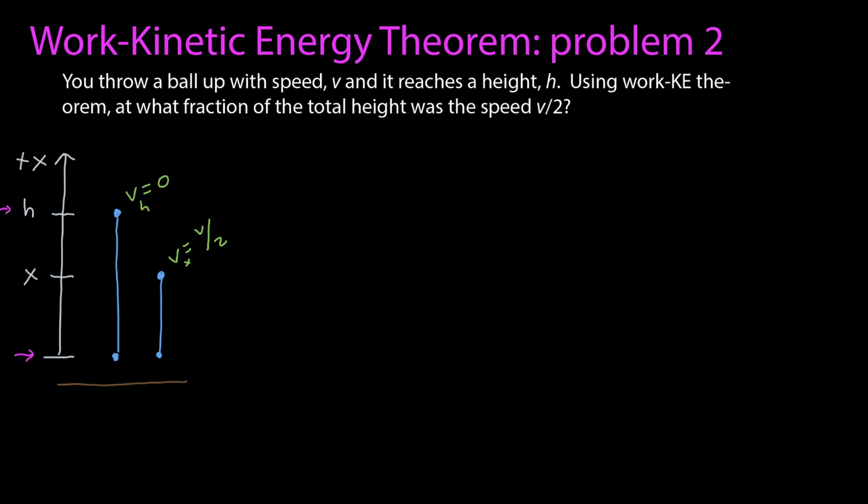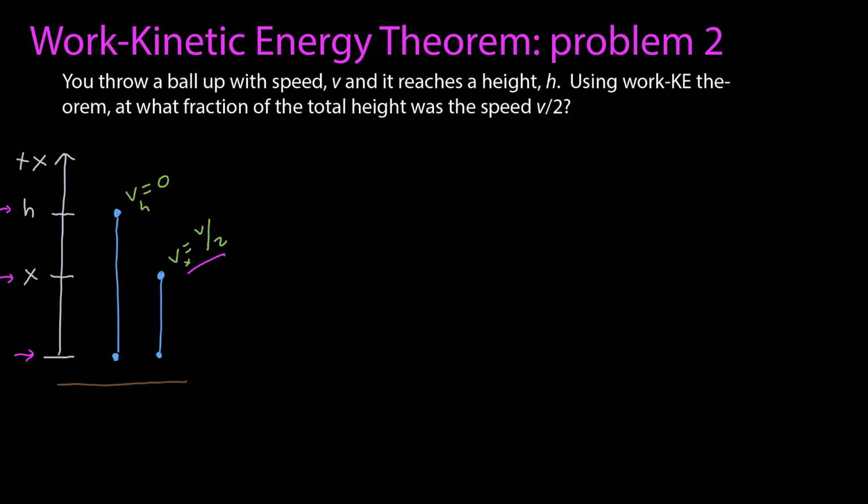I'm going to look at sort of a second situation here. Let's assume I throw the ball again with the same velocity up. And there's some location x where the velocity is then half its initial velocity. This is the height I'm looking for, the height at which the speed is v over 2.